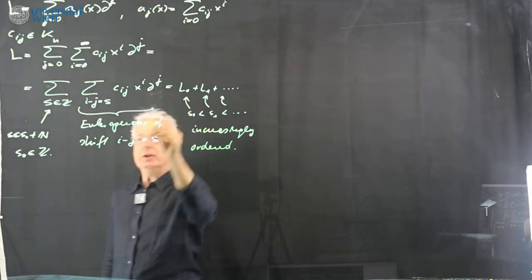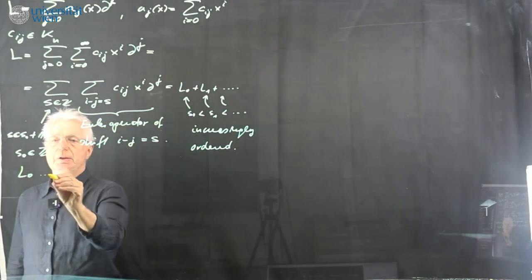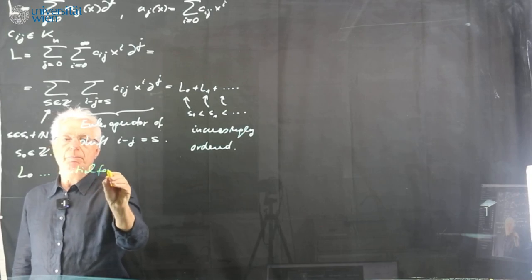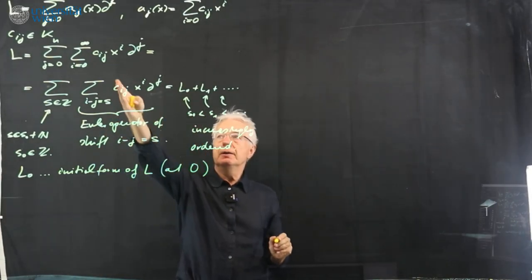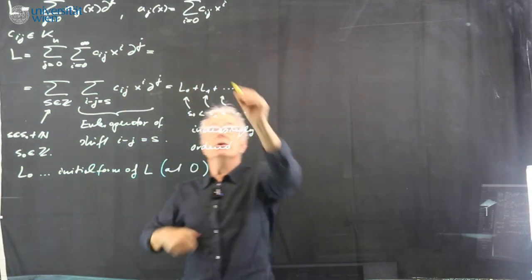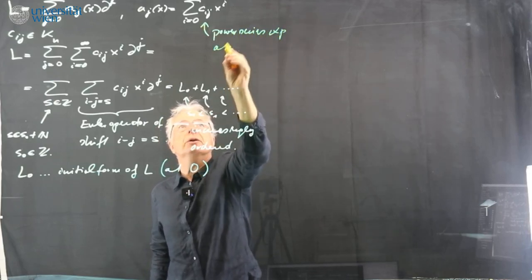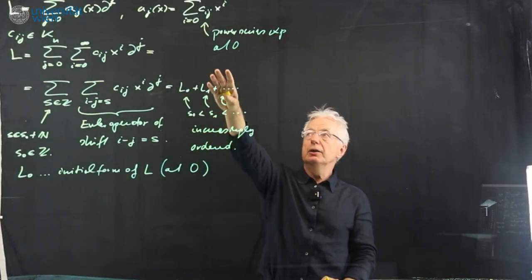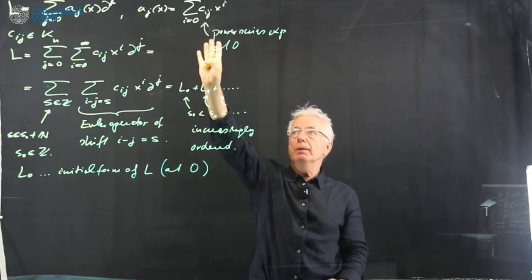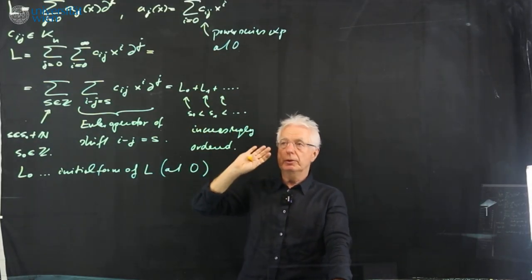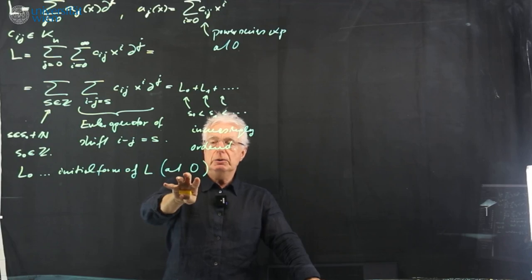And L0, this is a term, or the operator with minimal shift, is called the initial form of L at zero. So this expansion here, especially in x, this is the power series expansion at zero. Because if we would like to look at our differential operator at a different point, we would have to take x minus the point. But to simplify, we will always assume that we look at the origin. But we have to refer, when we define the initial form, to the point where we are looking at.